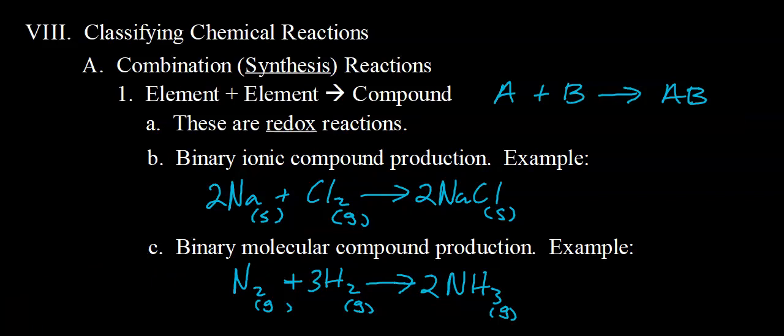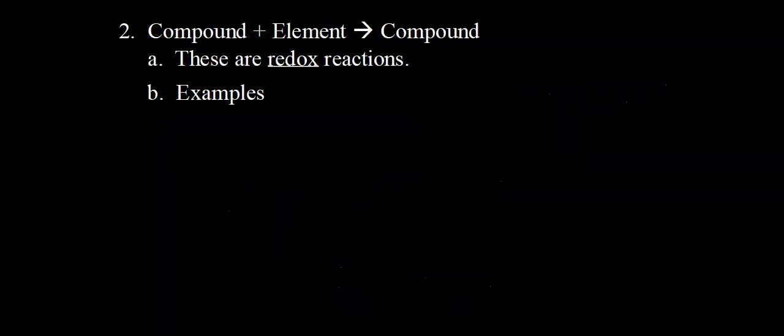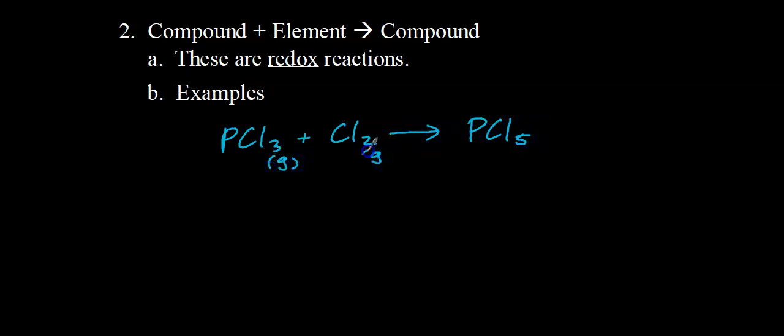Let's take a look at another synthesis reaction. Sometimes you have a compound that reacts with an element to form a different compound. These are also redox reactions. Here's a couple examples. Balance, states of matter. Again, you would be given information regarding the states of matter of both phosphorus trichloride and phosphorus pentachloride.